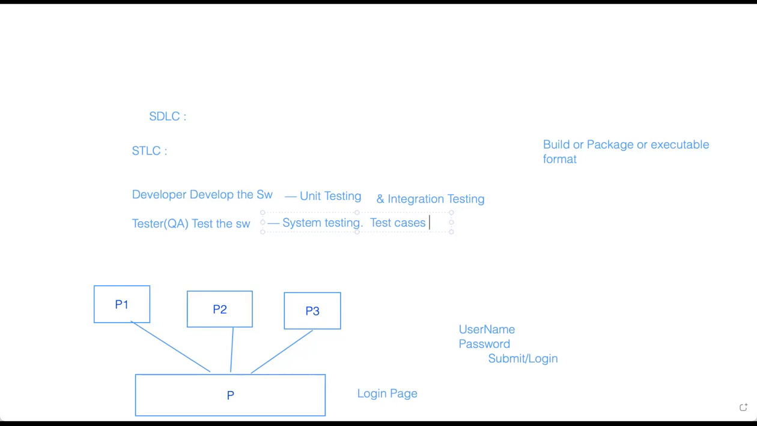So here we talked about different testings like unit and integration testing, which are done by the developers at the program level, whereas system testing is done by the testers, to check whether this application is working as per the customer requirement or not. That is the main intention of system testing. Okay, clear?